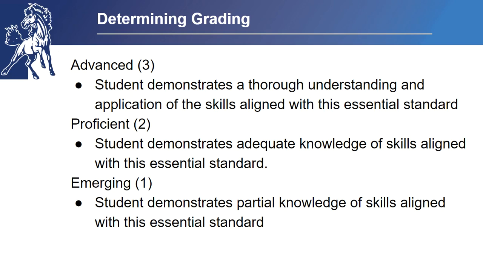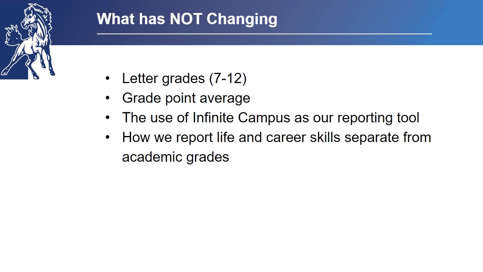When looking at the grading scale, instead of A's, B's, and C's, you'll see numbers 3, 2, and 1. 3 is advanced, showing that the student has demonstrated a thorough understanding and application of the skills in relation to a standard. 2 is proficient. They're showing adequate knowledge of skills aligned with that essential standard. And 1 is emerging. They're demonstrating partial skills, but they need additional practice.